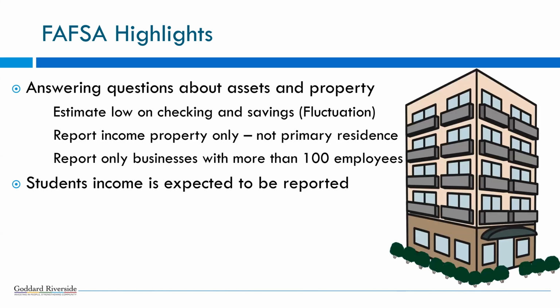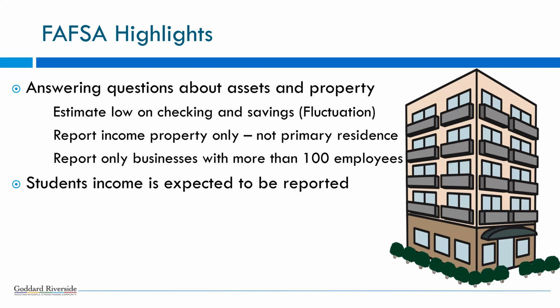Right. So continuing with FAFSA highlights, answering questions about assets and property. Estimate low when you're answering these questions on your checking and savings accounts due to fluctuation. Report income property only, not your primary residence. Don't report the home you live in. Only report homes that you are using to make income off of, if you own rental properties or other such. And report only businesses with more than 100 employees.